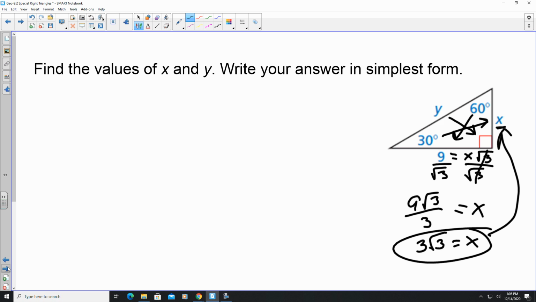To get our value for y, it's going to be 2 times this value here. So y is going to be 2 times 3 times the square root of 3, which is 6 times the square root of 3. Okay. A lot of this just takes practice in order to figure these out, especially for a 30, 60, 90 triangle.